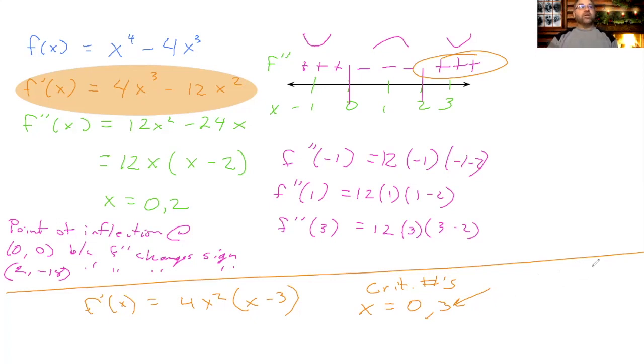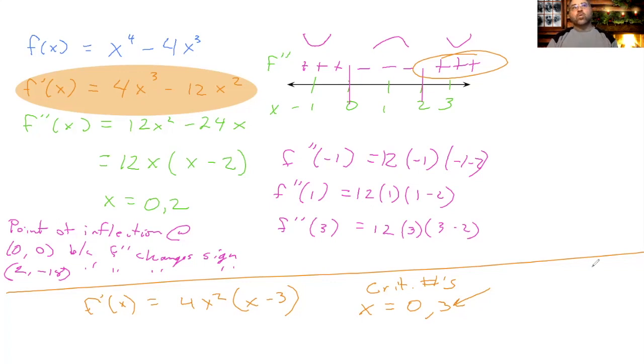It's the second derivative test. It basically says, hey, look, take your critical numbers from your first derivative, plug them into the second derivative, and see if it's concave up or concave down at that point. And if it's concave up, great, it's a relative min. If it's concave down, it's a relative max.